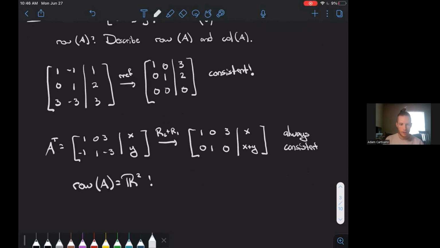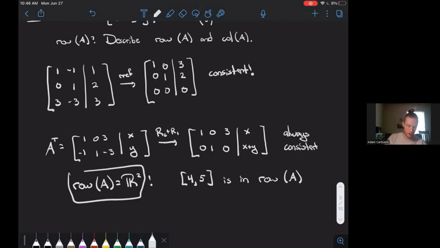Right? Which means that, yes, (4, 5) is in the row space of A. Of course, but also so is every other vector. So this is actually a description of the row space of A.